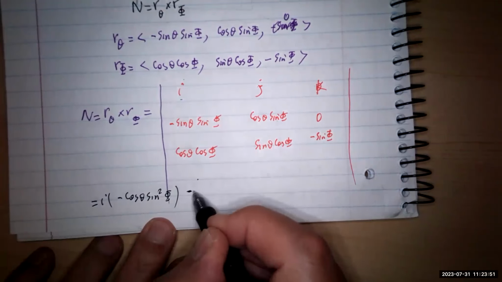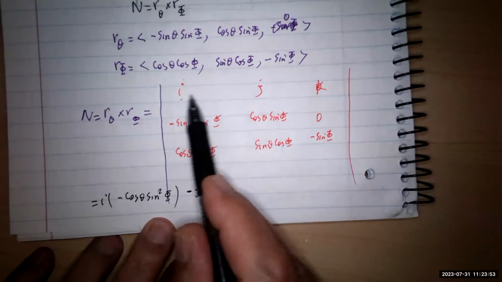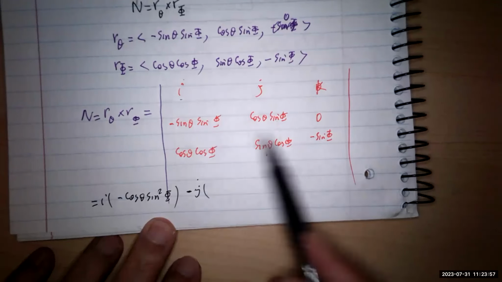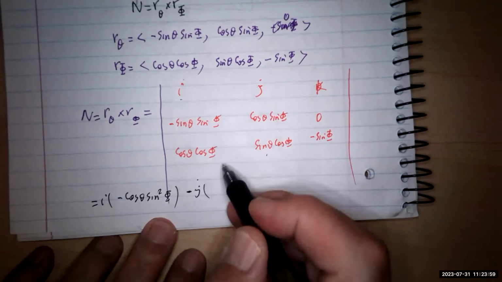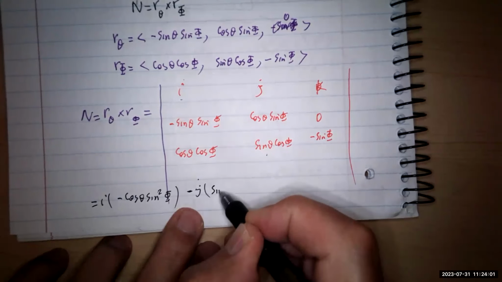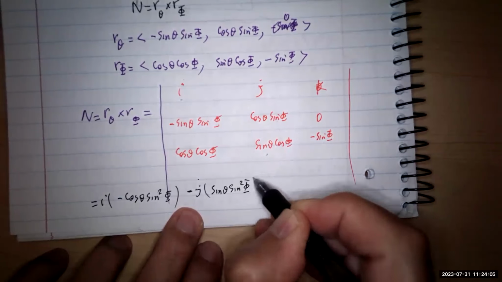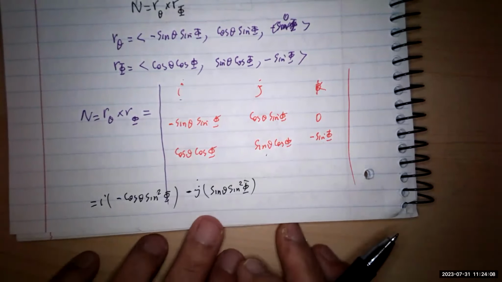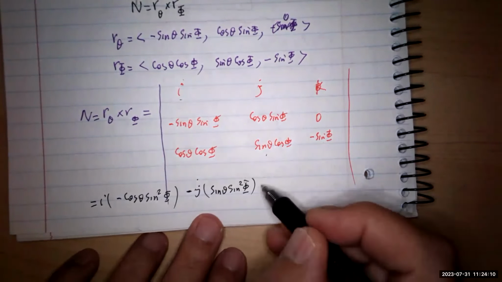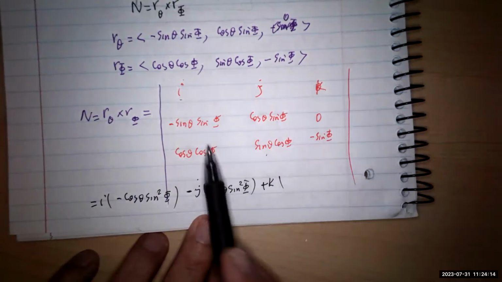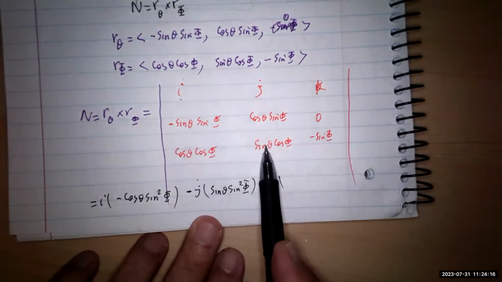Then minus j times, eliminating the first row, so we get negative positive. That gives you the sine of theta, sine squared of phi again. Okay, so plus k, you get something over here. Eliminate this, then you get this too.